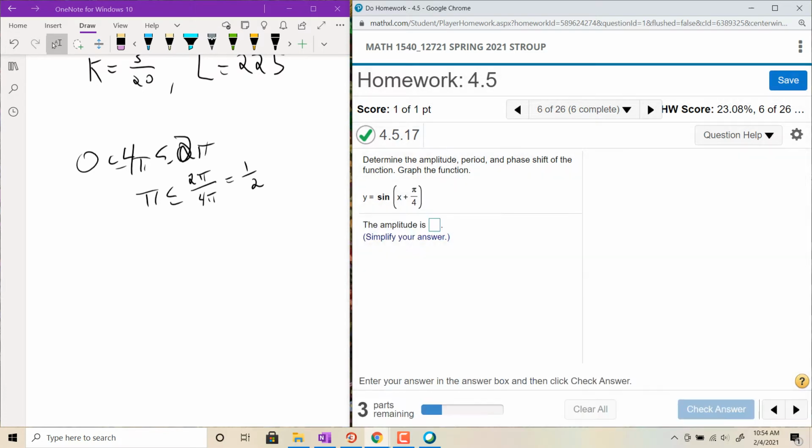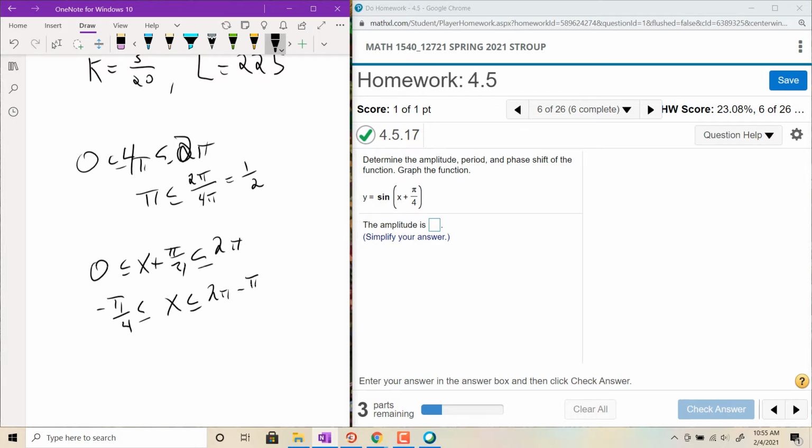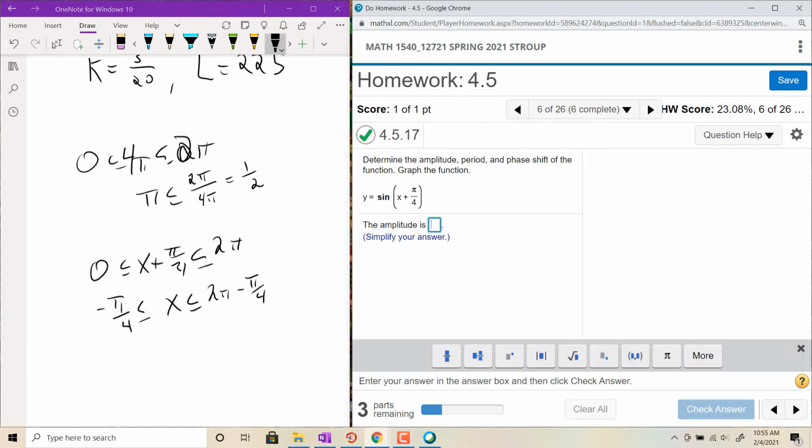This one has a phase shift on it. So if you remember how the phase shift worked, we were wedging x plus pi over 4 in between 2 pi and 0. So you're going to move the pi over 4 over here, and that becomes your phase shift. And it's basically just your starting place. So let's see how we type this in.